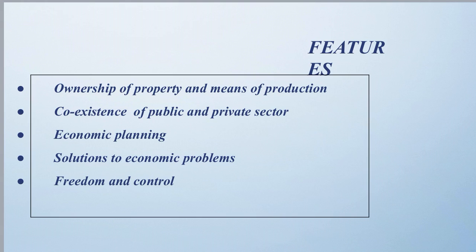Last point, freedom and control. Though private has freedom to own resources, produce goods and services and distribute them, the overall control of all the economic activities rests with the government. The private people are given freedom. They can produce whatever they want, they can produce goods and services, they can distribute them, but overall control is taken by the government. So these are the features of mixed economy.